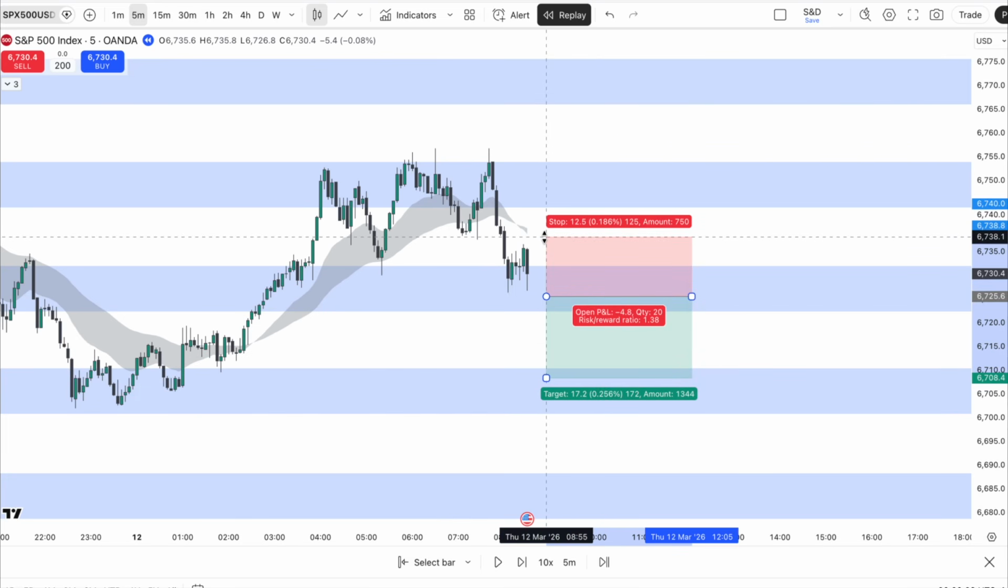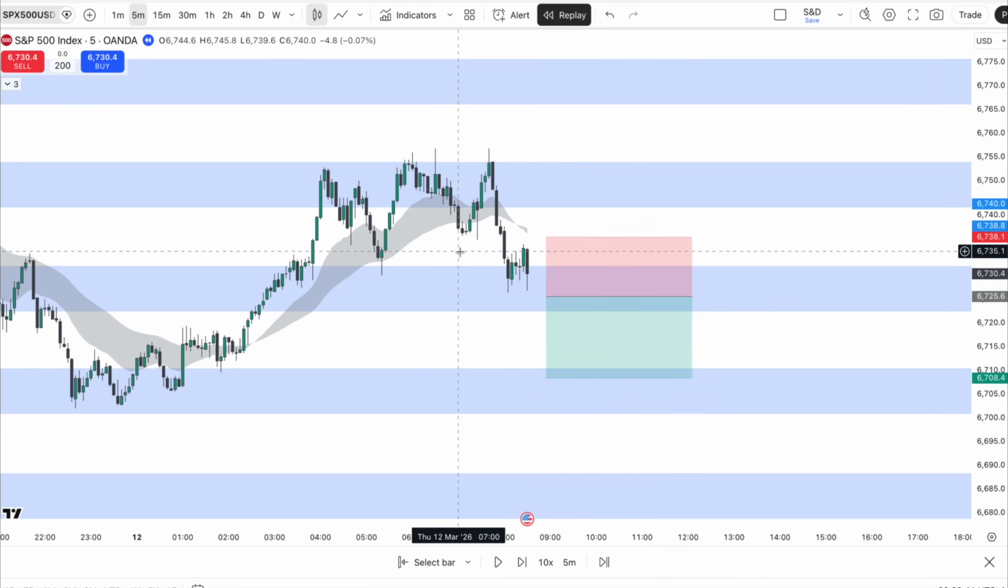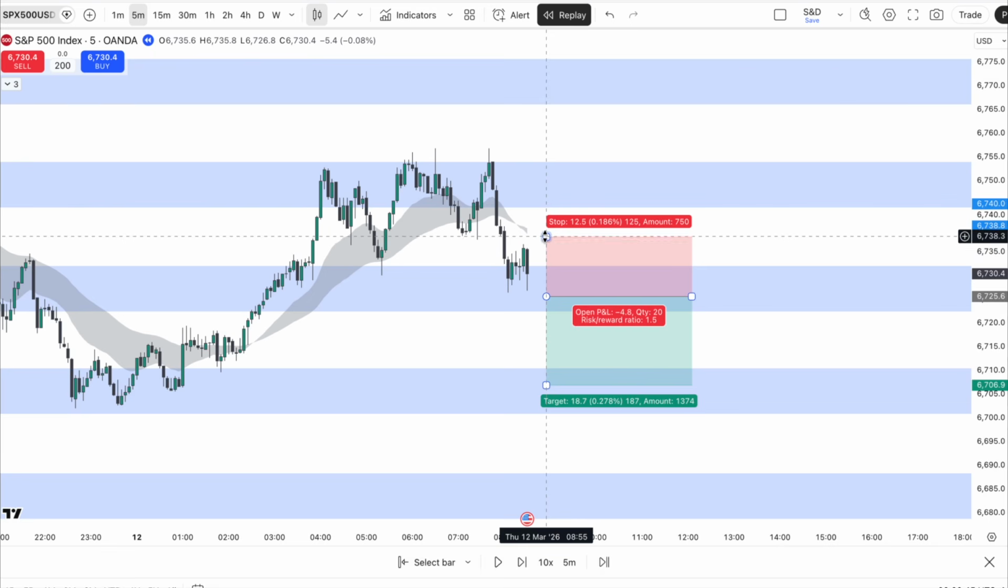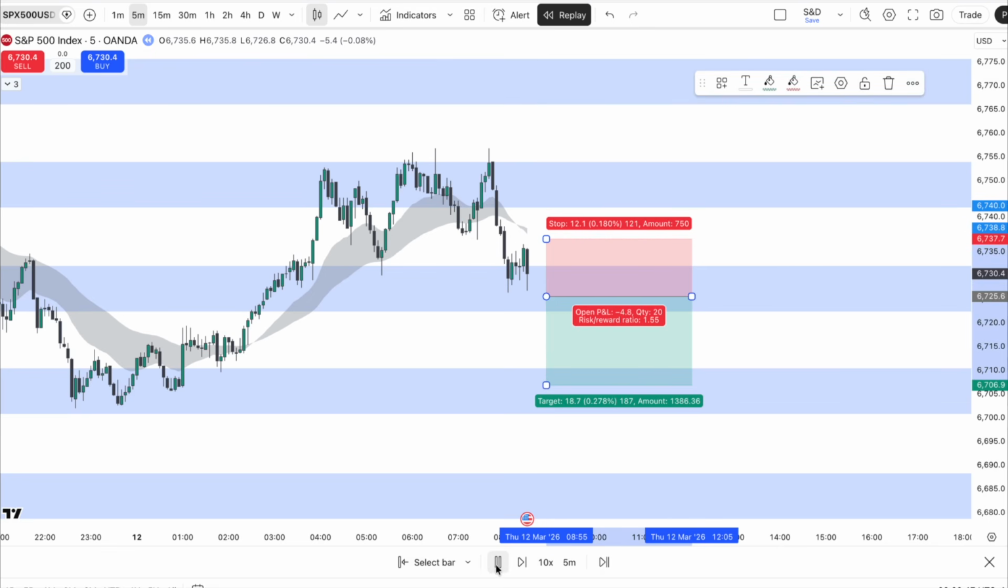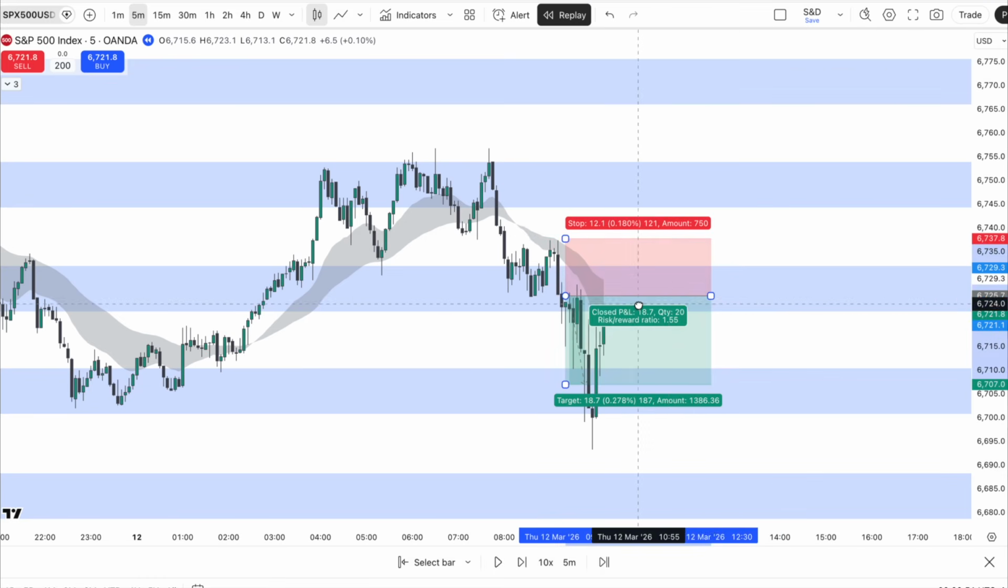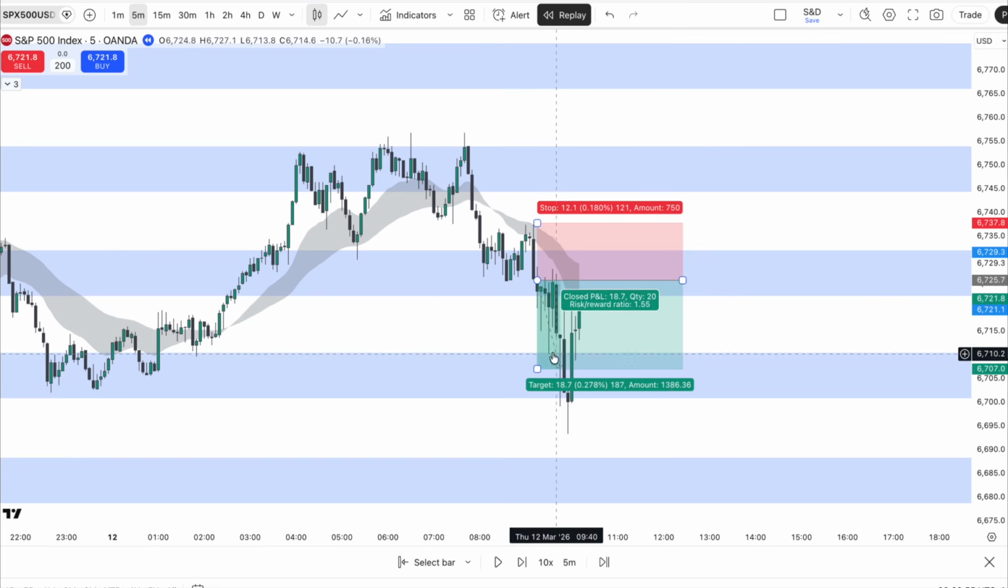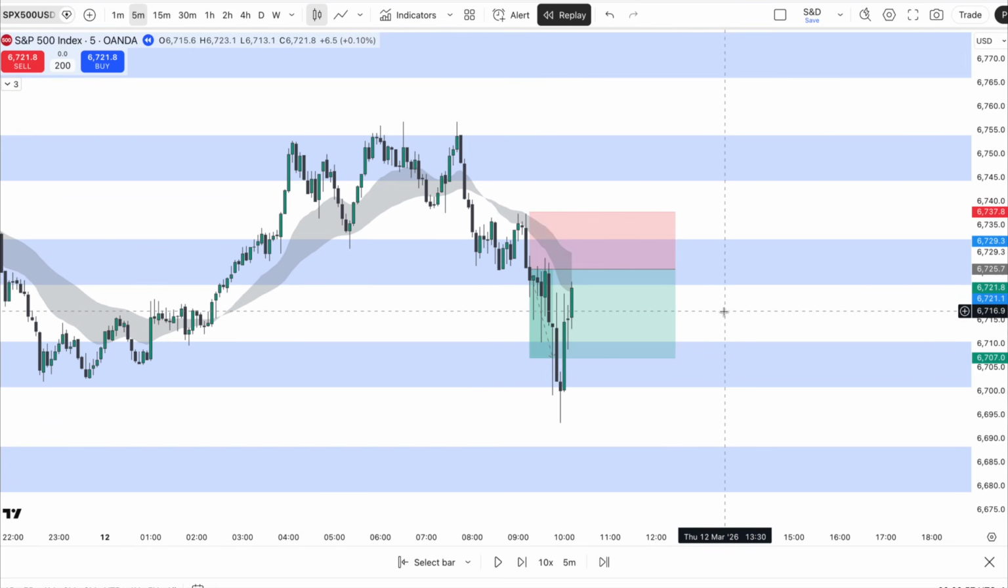Then you just enter near the edge of the level, place your stop above market structure around the middle of these two levels, and target the next level. And it's a very simple setup to trade because you only need 2 steps. You want to make sure the price is at a level, and then once the cloud flips, just take a trade in the direction of the higher time frame cloud.